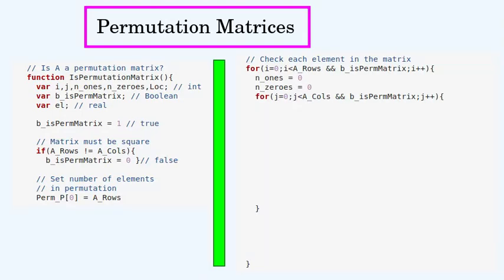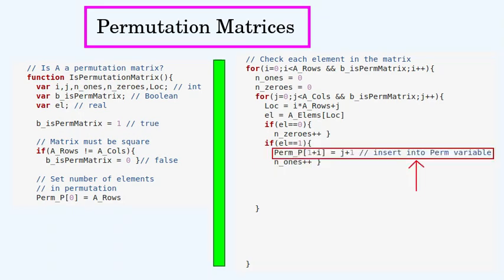We'll make another loop to look at every element in each row. We'll get the value of each entry here. We'll count up the number of zeros here. We'll count up the number of ones here. And if it turns out to be a permutation, then we'll store it in this array variable here.